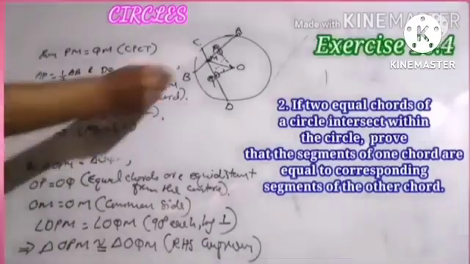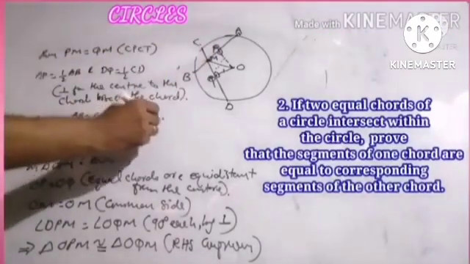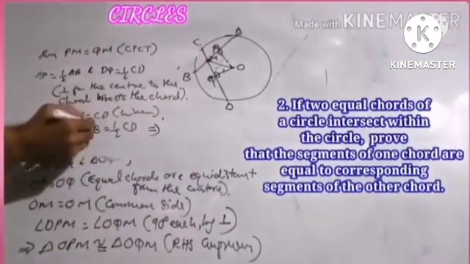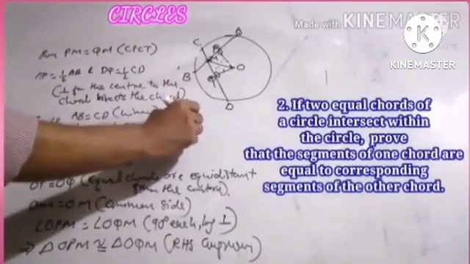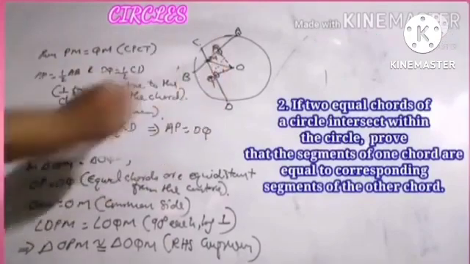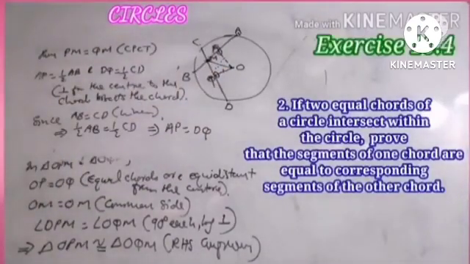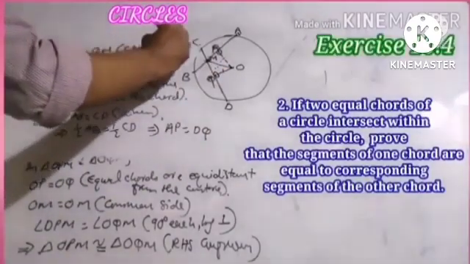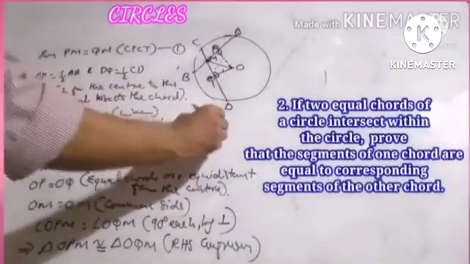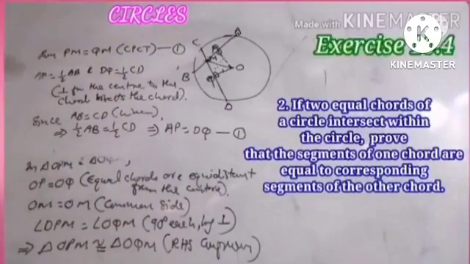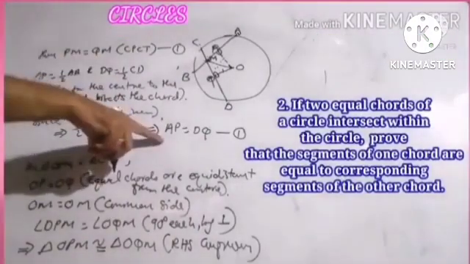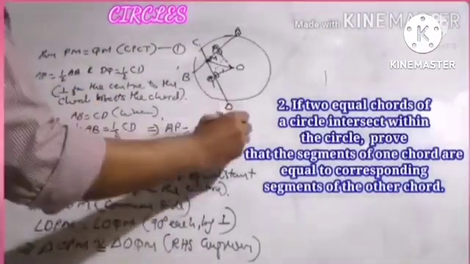When AB and CD are equal, we can say that their halves are also equal. What are half of AB and half of CD? They are AP and DQ. Then AP equals DQ. Let the earlier equation, PM equals QM, be equation 1 and this one, AP equals DQ, be equation 2.